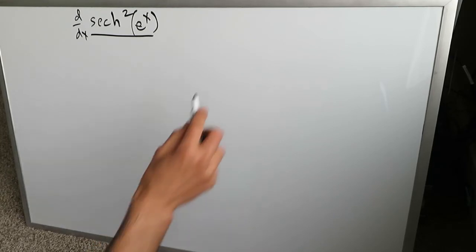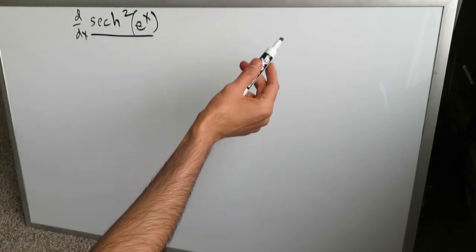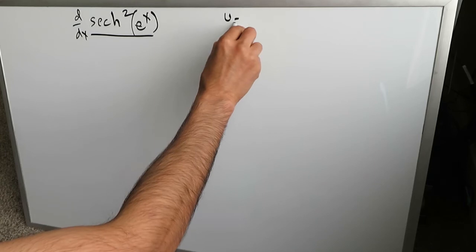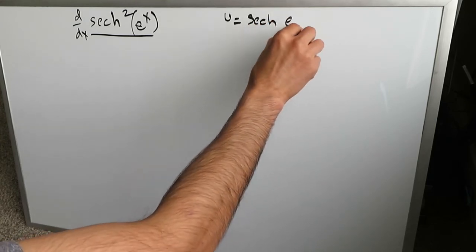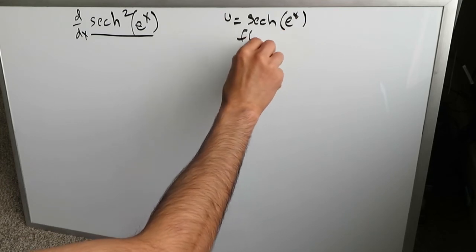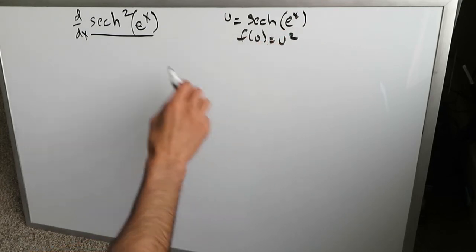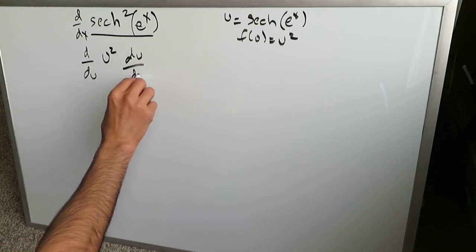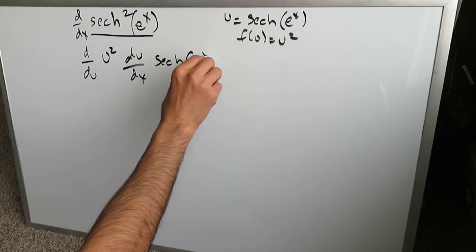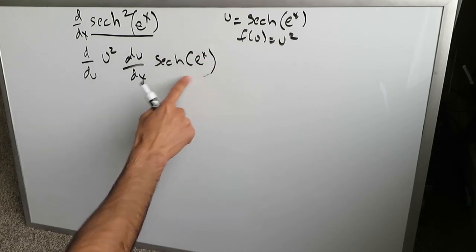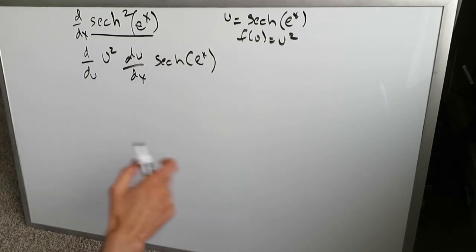So we have to start here with a substitution because this is a chain rule type of question. Our substitution would be: if u is equal to sech e to the x, then f of u must be equal to u squared, and we proceed with that. You have a u squared and then the derivative of that u with respect to its variable sech e to the x. But look over here, we still have a composite effect, so we must do another substitution.